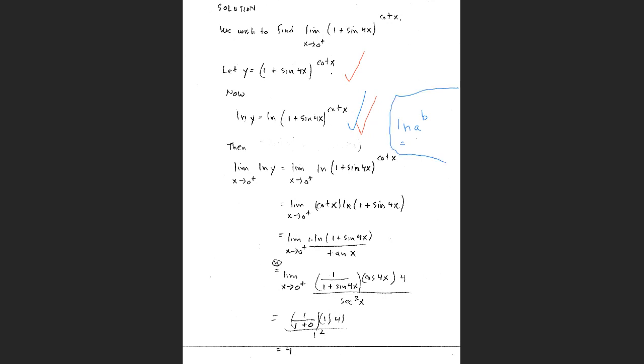B ln A. That's right. And that's what I've done here. But to apply L'Hopital's rule, I need a quotient. So the cotangent, remember, is the same as 1 divided by the tangent of x.